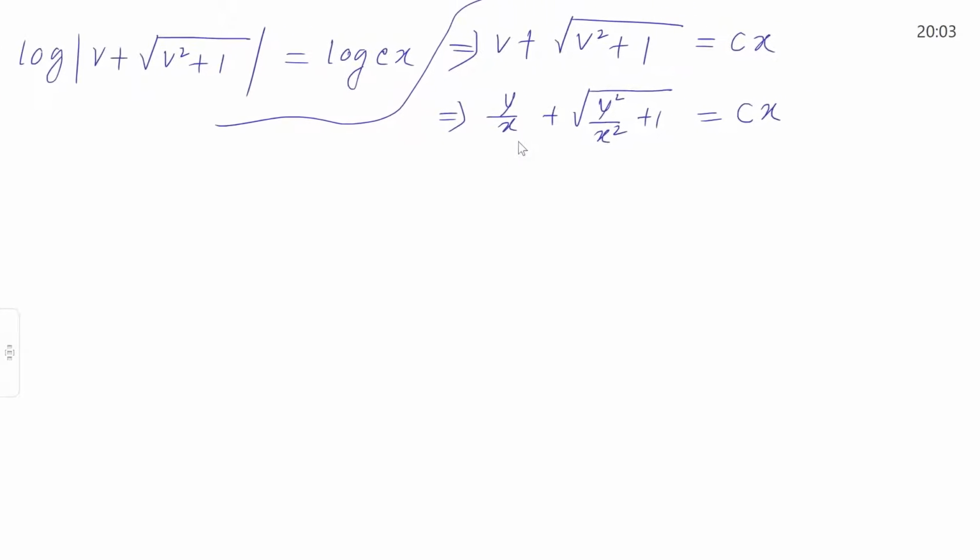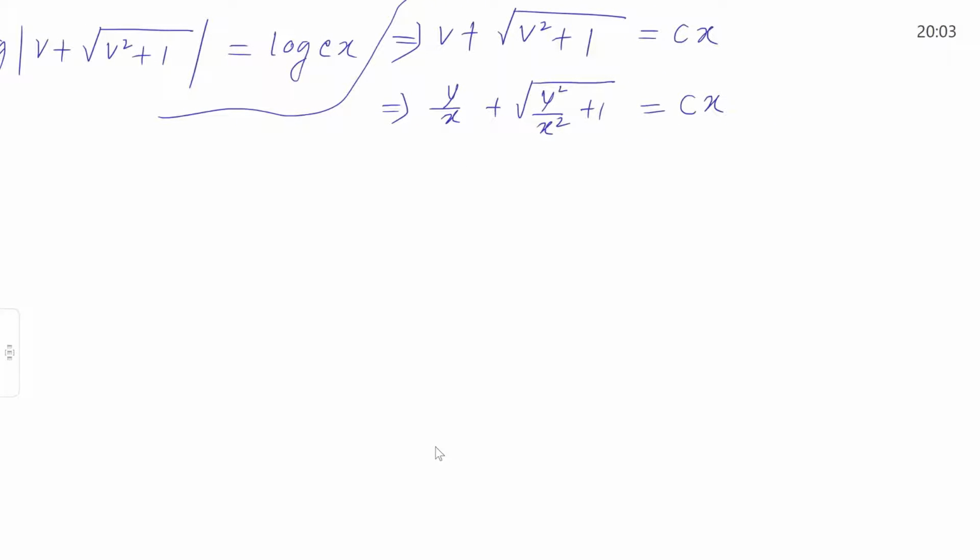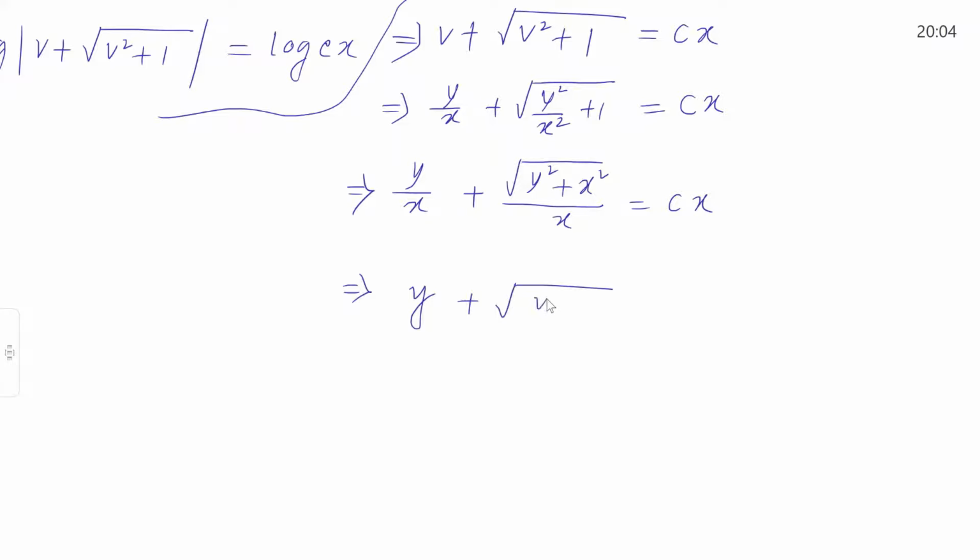Okay, so this implies y by x is already here plus, by taking LCM x square, in the numerator comes root over y square plus x square, divided by root x square, that is x, is equal to cx. Now multiply by x, the product gives y plus root over y square plus x square is equal to cx square. So you may leave the answer here.